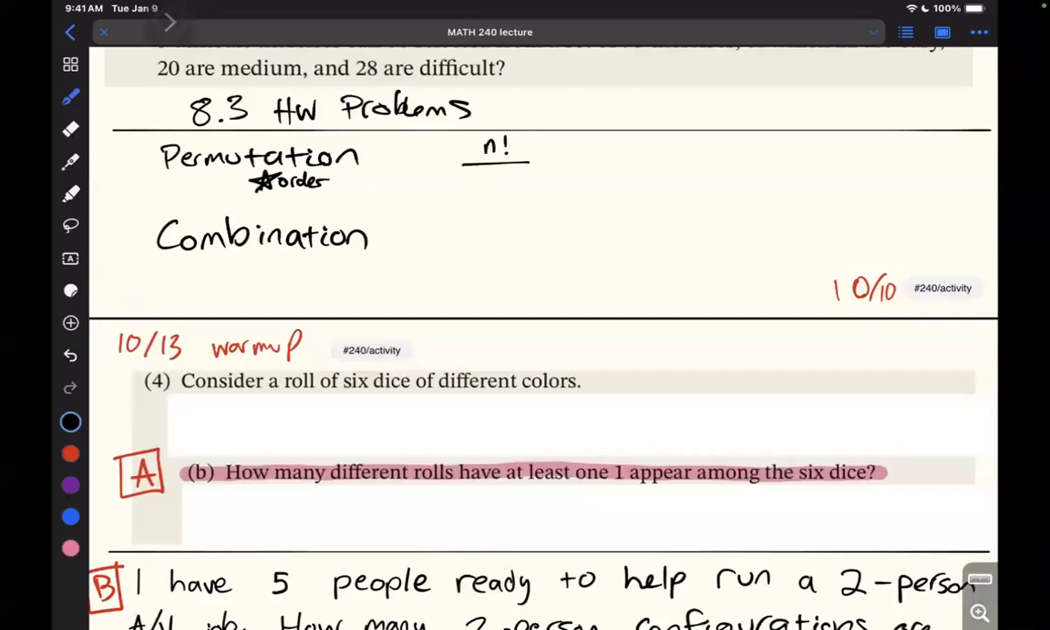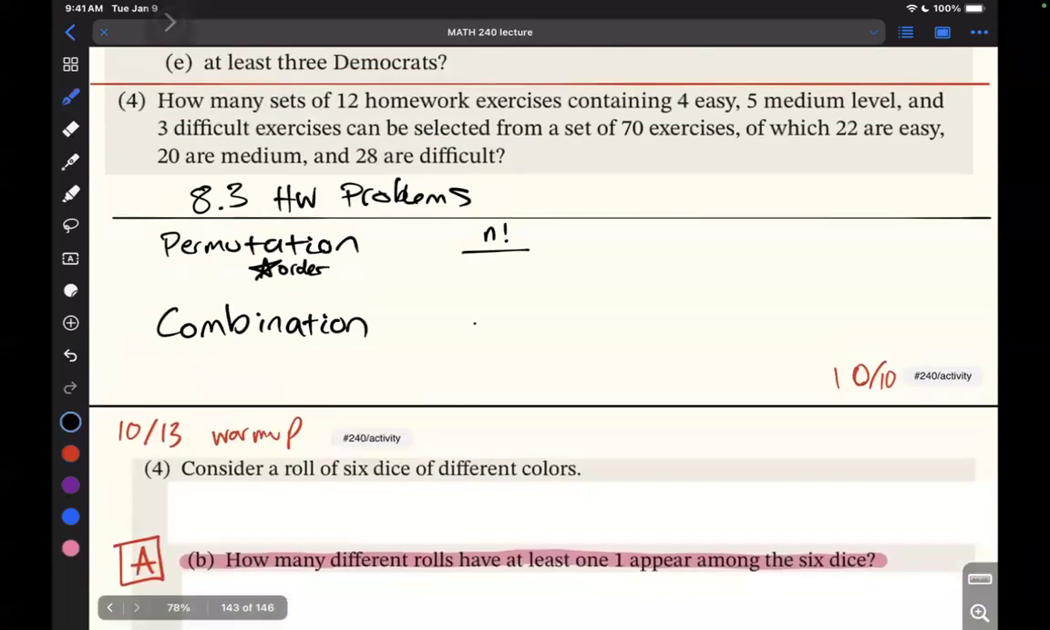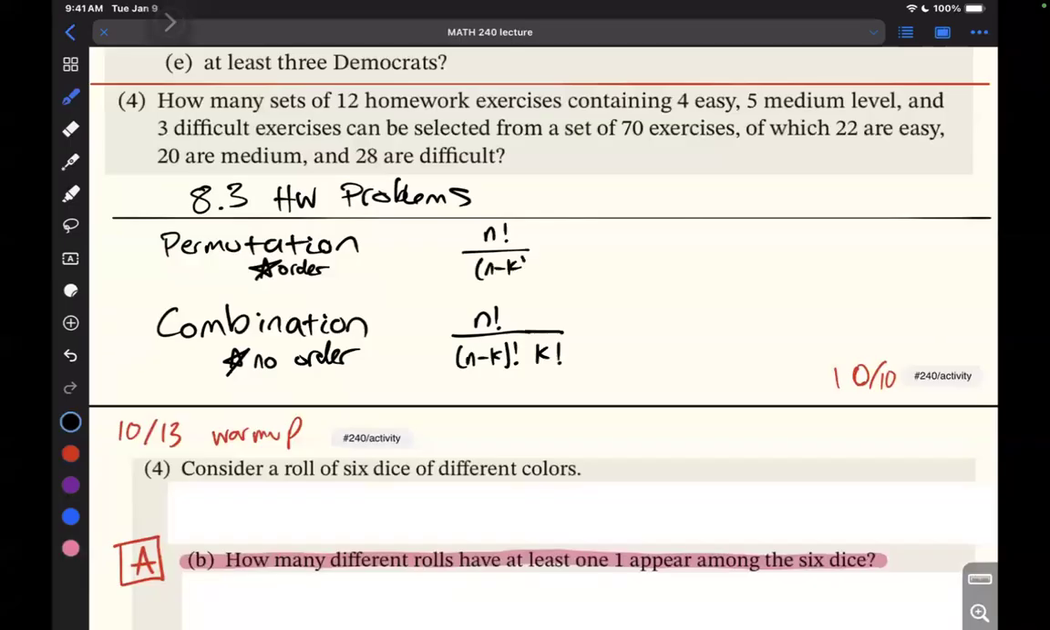oh my gosh, I'm forgetting it off the top of my head. I know the one for combination. Combination, order does not matter. This is a list of subsets. And so this is n factorial over n minus k factorial times k factorial, which means the permutation is just n factorial over n minus k factorial, because in permutation, the order matters.